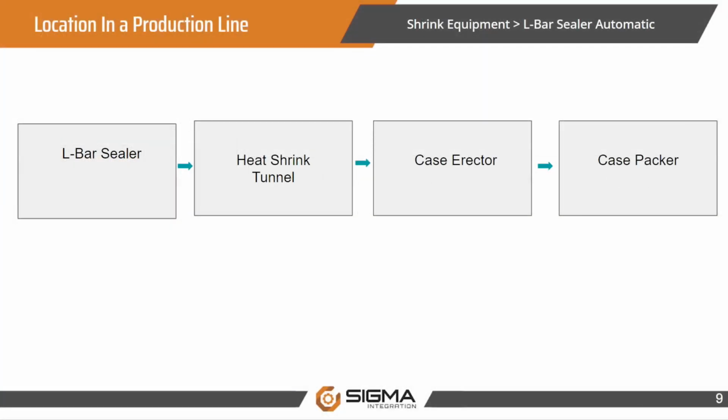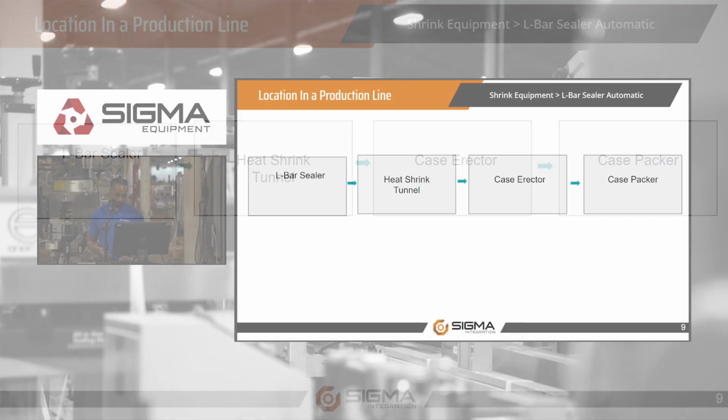So location in a production line. After an L-bar sealer, again, you'll see 90% of the time a heat shrink tunnel attached to this. This could also follow a case erector, which could be a case packer, which is packing the product inside of the case.